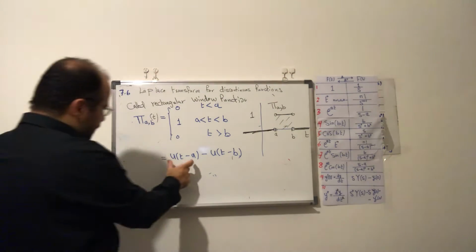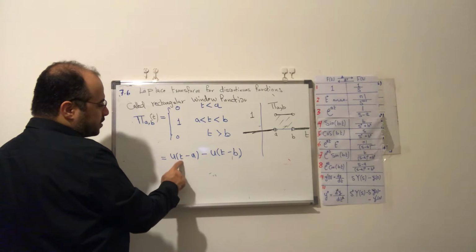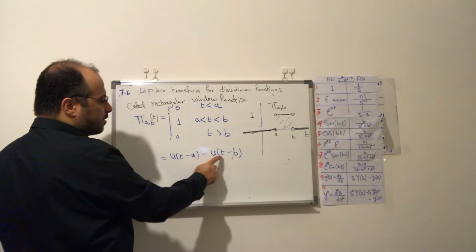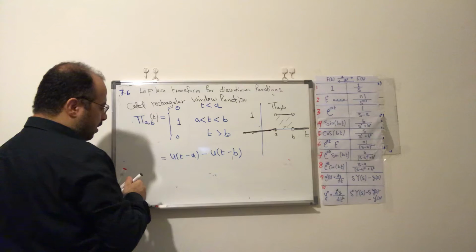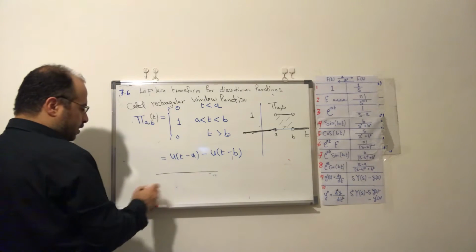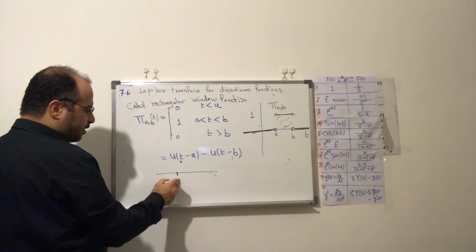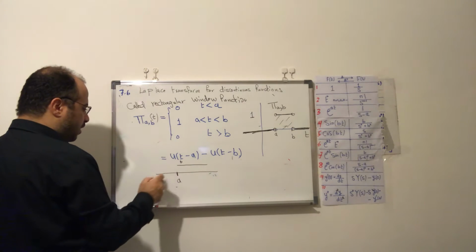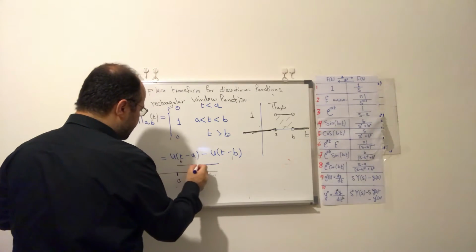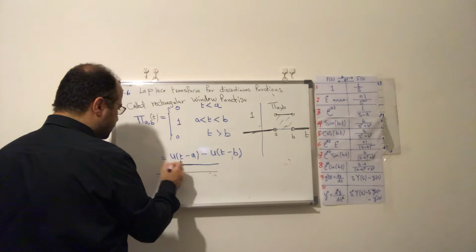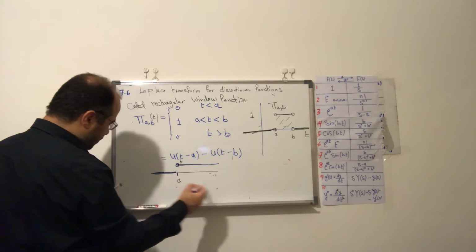Now, why is the function just a Heaviside with a transition t minus a, and minus a Heaviside function with a transition b? Just look here. If you graph this one, here is a, right? And say here you have 1, and here you have 0. So here you have 1 up to here, and you have 0 here. Do the other one here on another line.